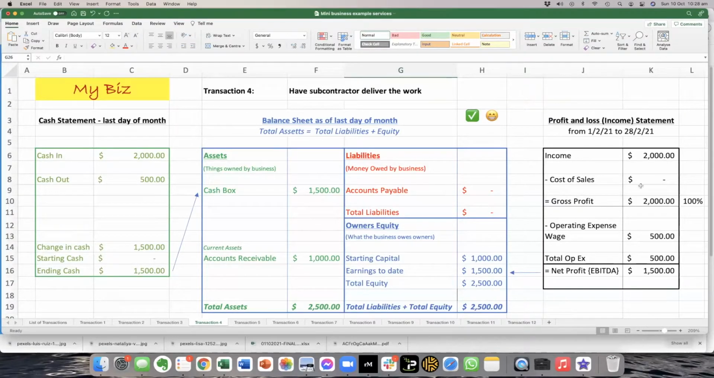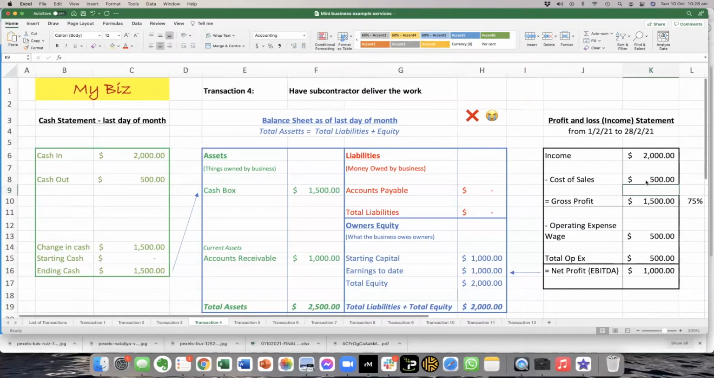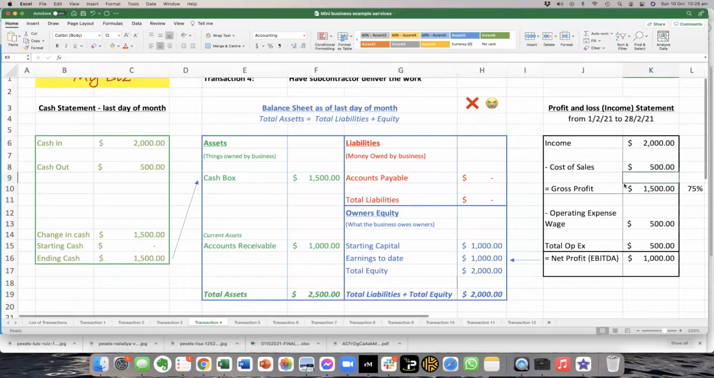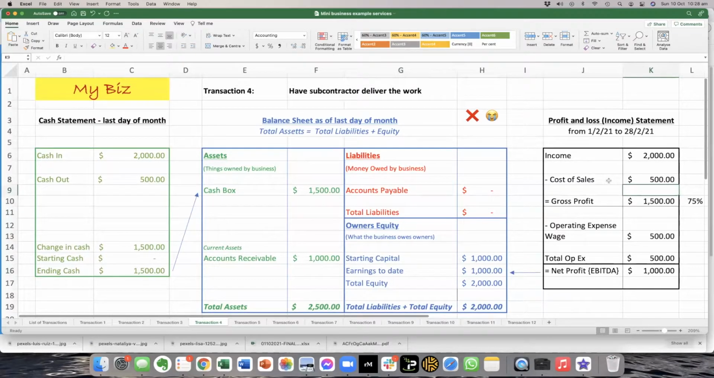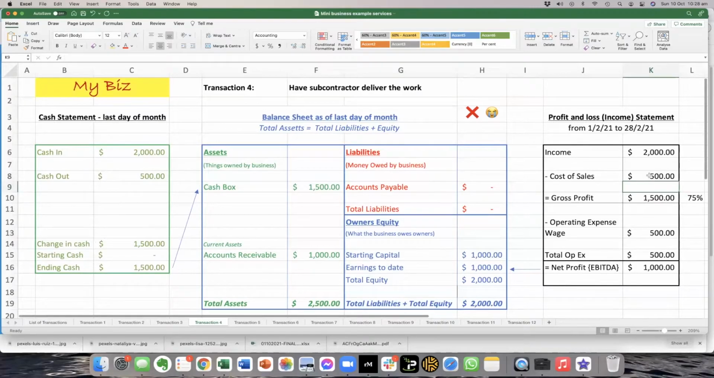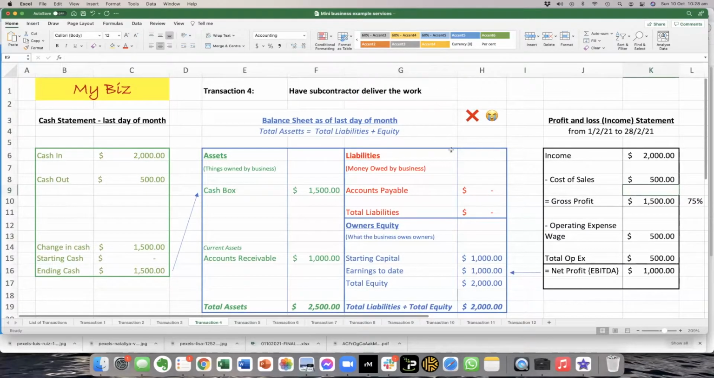Now, how does that play out in our financials? So let's go to our profit and loss, and we're going to add in here cost of sale, $500. Now, this is not an employee, this person. You'll see how this plays out differently as we start to go along. So $500 to our cost of sales, and you see straight away we're out of balance.